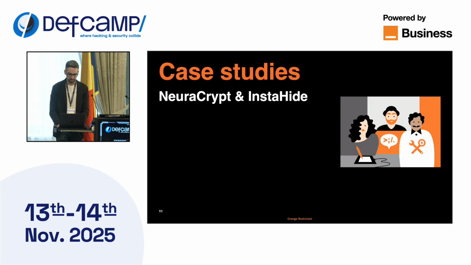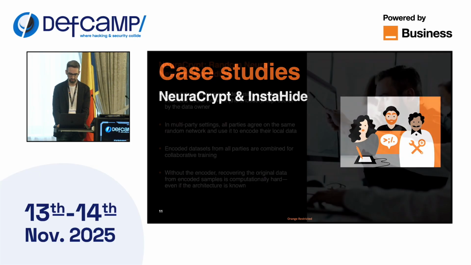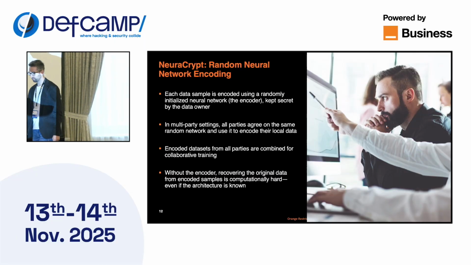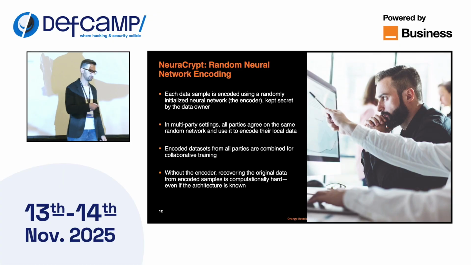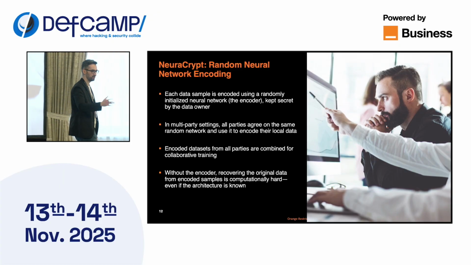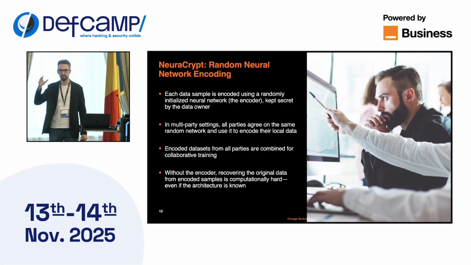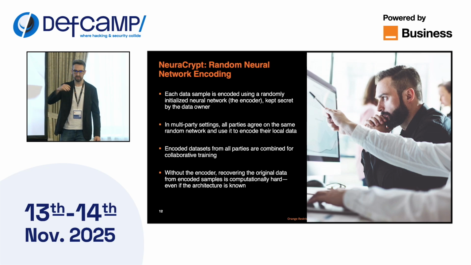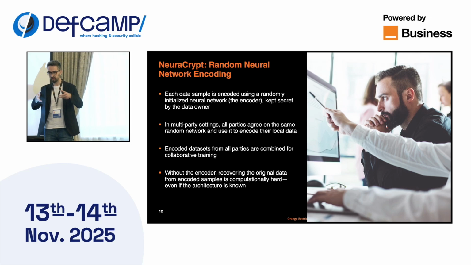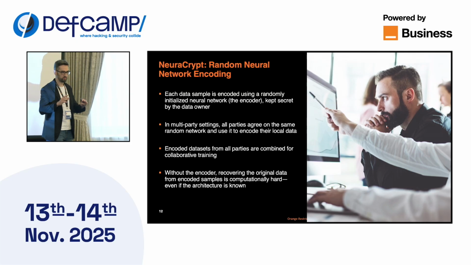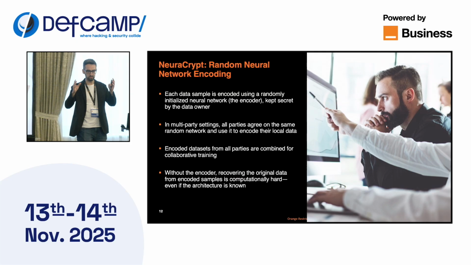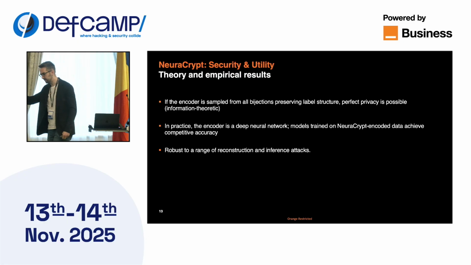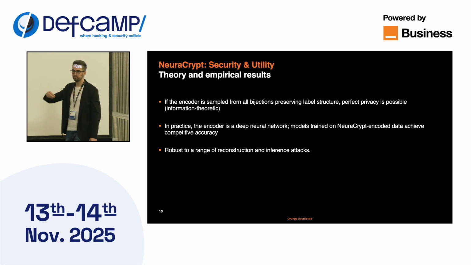So now let's see 2 case studies. We are going to talk about NeuralCrypt and InstaHide. NeuralCrypt is a masking technique that simply says: all right, you have some data, I have some data. We generate a random neural network. We initialize that random neural network with random weights, but we are both going to use the same neural network, and we process our images through that neural network. Then we put the transformed images on the cloud, and we are going to learn over the transformed images. So the main idea of this method is to use a random neural network.